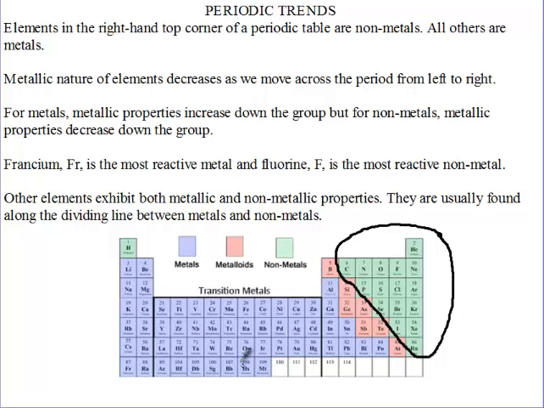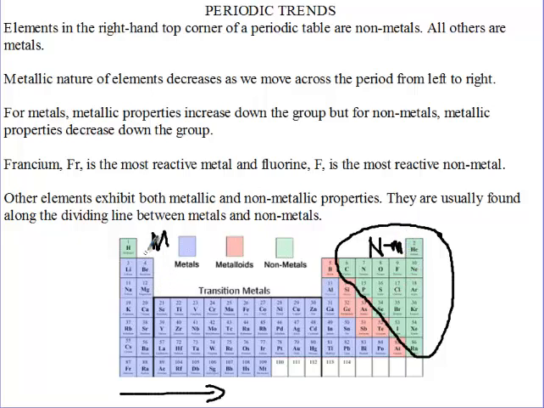Now, when you move from left to right on the periodic table, metallic properties decrease. Metallic properties decrease as you move from left to right. So clearly, we now know that metals are usually found on the left. Non-metals are found on the right.